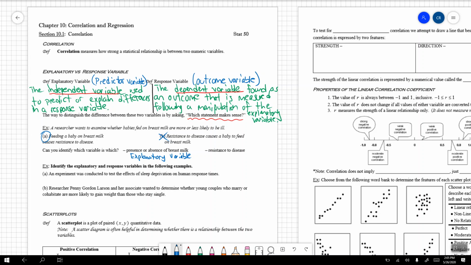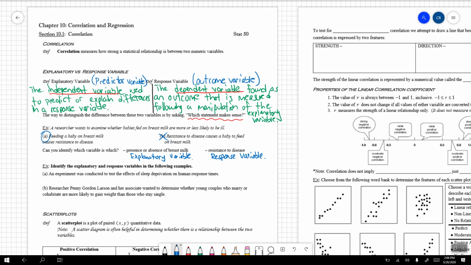That's the explanatory variable saying, hey, there is something here, right? Now, what is happening to that? Well, if there is presence or absence of milk, then there might be some resistance or lack thereof to some sort of disease. And this here is the outcome, right? Or in other words, the response. So this in here is the response variable that we want to observe.